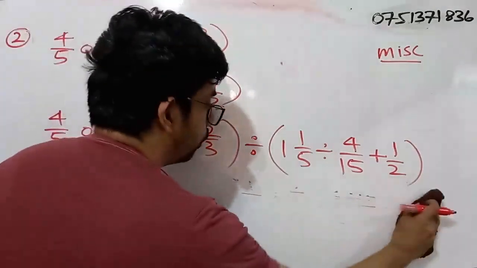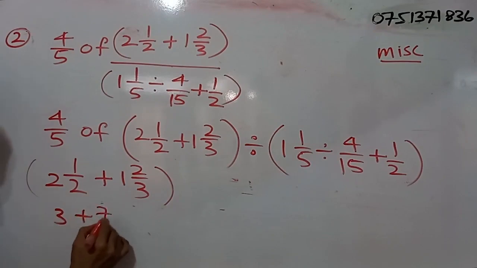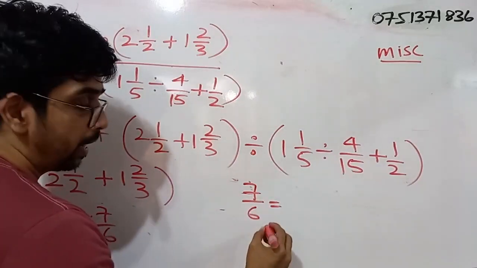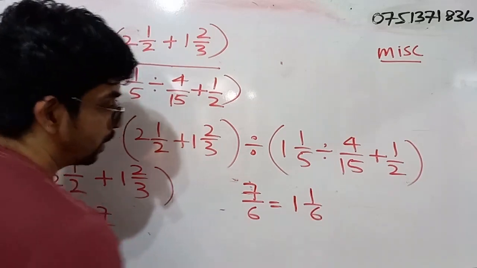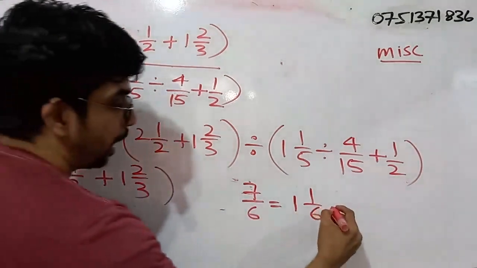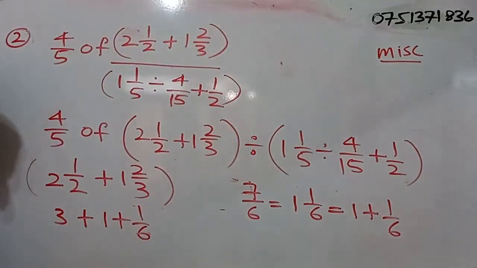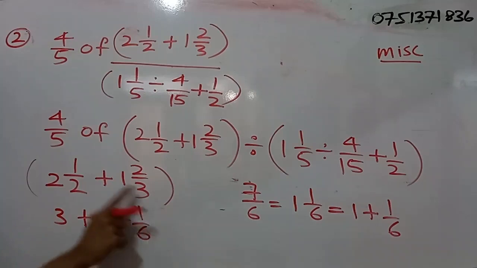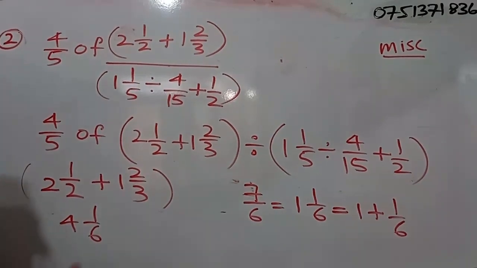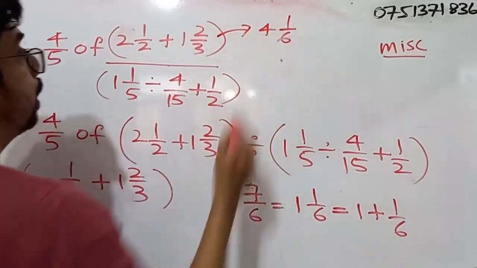So when we do this simplification, this becomes 3 plus 7 by 6. But we know 7 by 6, when we simplify it as a mixed number, is 1 and 1 by 6. So this becomes 3 plus 1 and 1 by 6. And also I can break this into 1 plus 1 by 6. So I can simplify the entire thing into 4 and 1 by 6. Right. So when we simplify this bracket, this becomes 4 and 1 by 6.